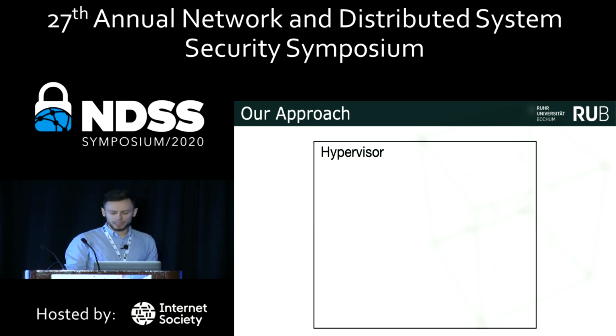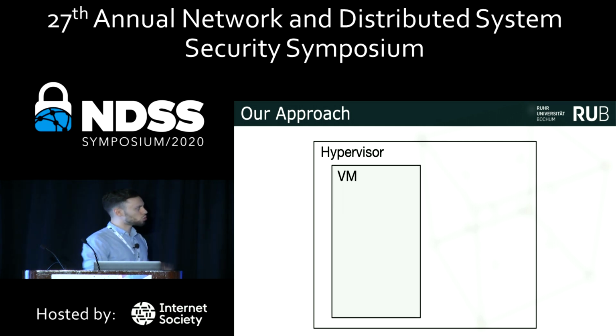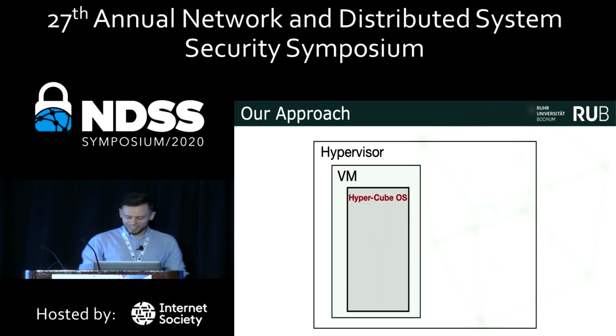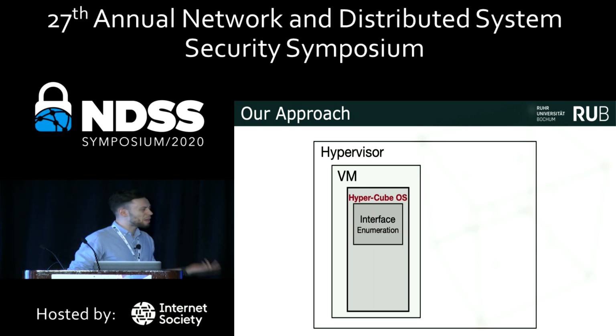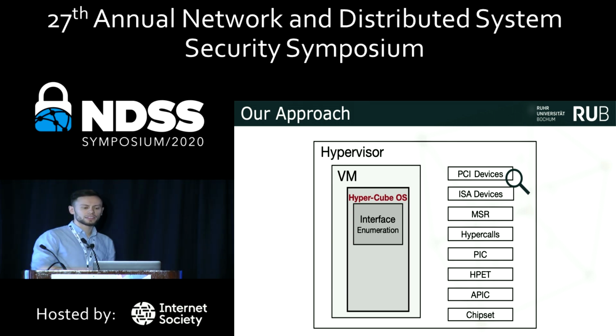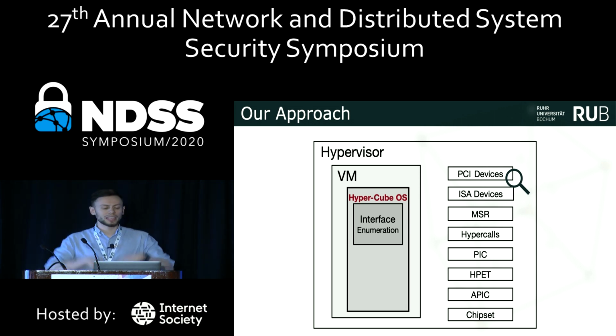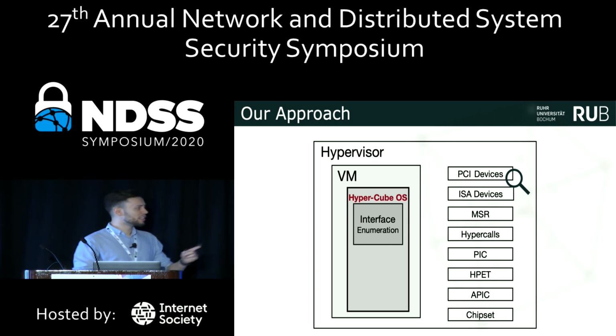So here we go, our approach. There's a hypervisor we want to test. Then we ask the hypervisor to create a virtual machine. Then we ask the hypervisor to boot our operating system, which in this case is Hypercube OS. And after the boot process, Hypercube OS will perform the interface enumeration procedure, which basically means that our operating system will scan for available interfaces, such as PCI devices, hypercalls, core components, such as timers or interrupt controllers, and so on. Later on, the information is passed to our fuzzing engine.